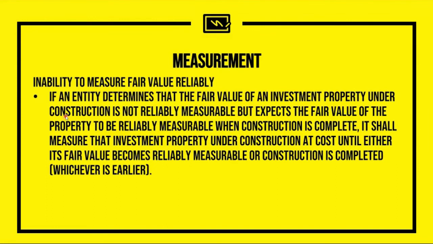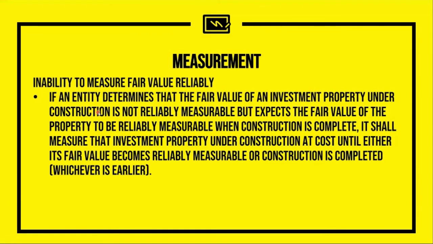It says here, if an entity determines that the fair value of an investment property under construction is not reliably measurable but expects the fair value of the property to be reliably measurable when construction is complete, you are constructing an investment property, and the fair value is not yet available, but you expect it to be reliably measurable when construction is complete, it shall measure the investment property under construction at cost until either its fair value becomes reliably measurable or construction is completed, whichever is earlier.